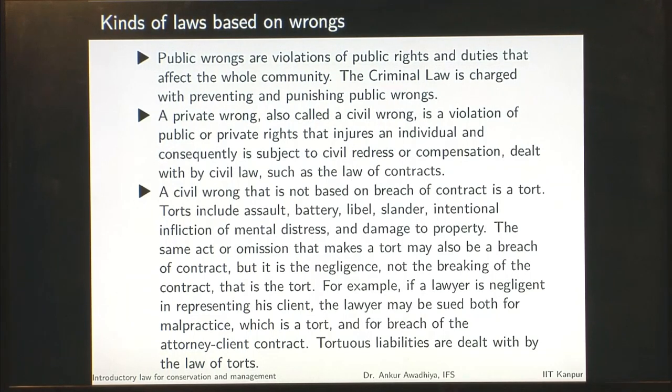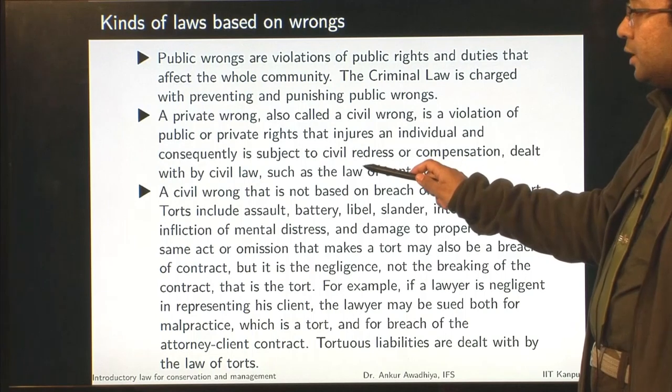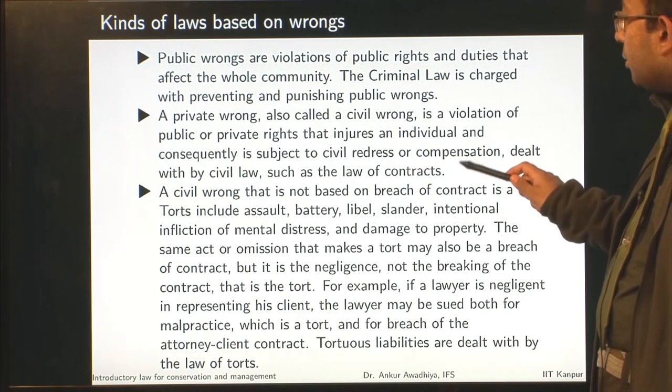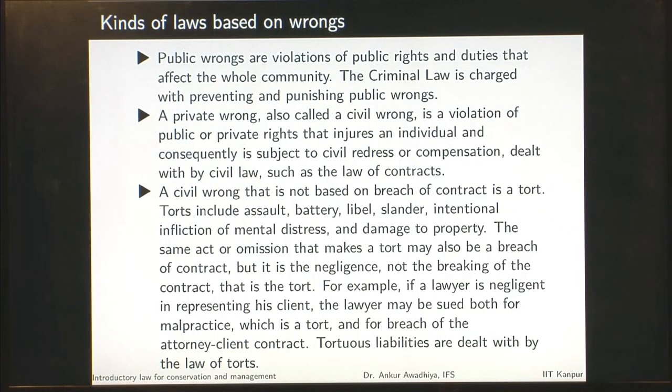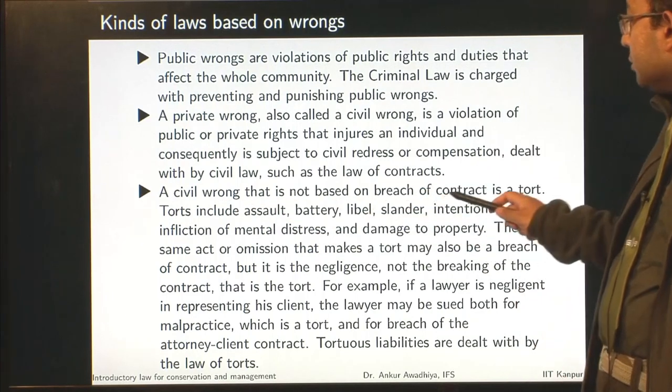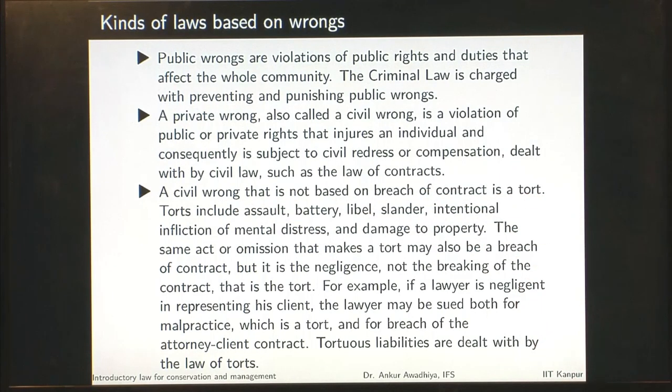So, if a person is injured, then the person should be given certain civil redress or compensation to compensate for these wrongs. And the law that deals with private wrongs is known as the civil law, such as the law of contracts. And a civil wrong that is not based on a breach of contract is called a tort. So, tort is one kind of civil wrong that is not based on the breach of contract. Examples include things like assault, battery, libel, slander, intentional infliction of mental distress, damage to property. And we'll have a whole lecture devoted to torts.